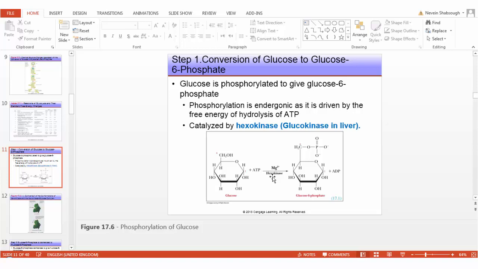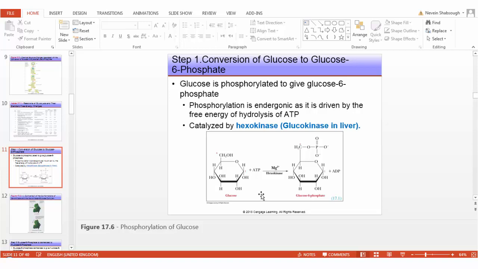The enzyme hexokinase has an isoform called glucokinase in the liver. So all cells contain hexokinase, but liver cells have glucokinase. And it is specific for glucose. Here we talk about the substrate glucose, but hexokinase might use other hexoses such as mannose, galactose.